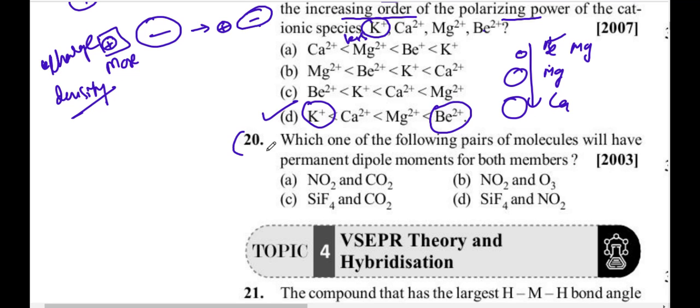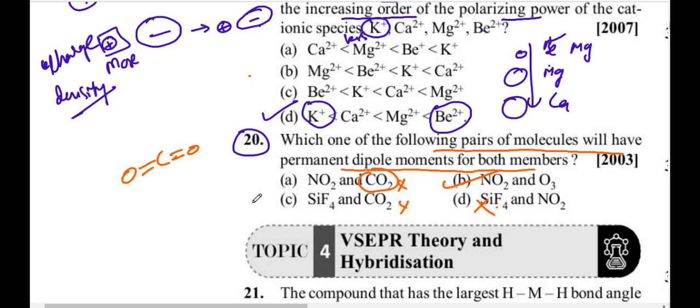Next, question number 20. Which one of the following pairs of molecules will have permanent dipole moment for both members? Permanent dipole. If you take CO2, the structure is linear, so it's not there. Then NO2. Okay, if you have doubt in NO2, SiF4 is there. Obviously it's not there. So answer will be B. NO2 and O3.